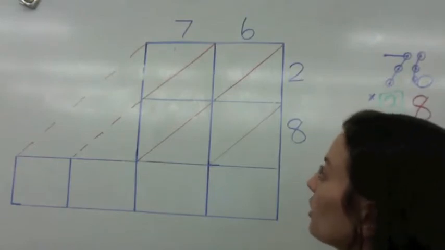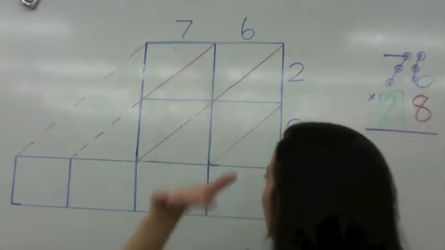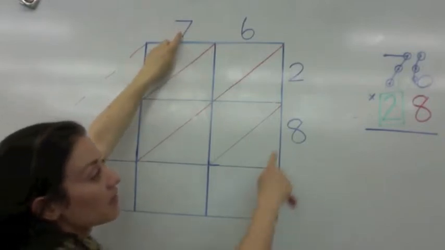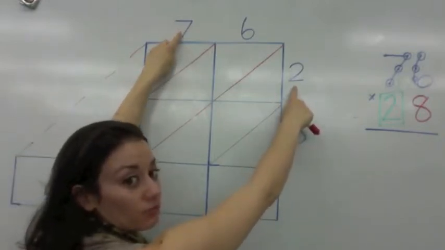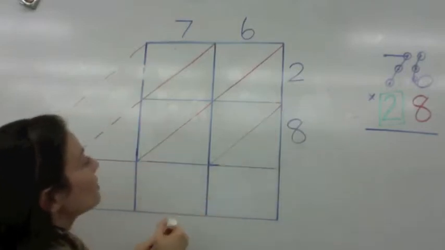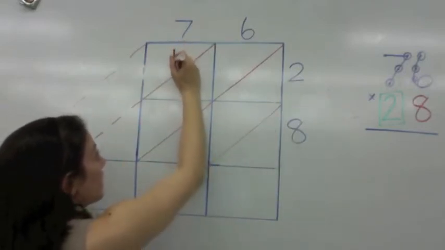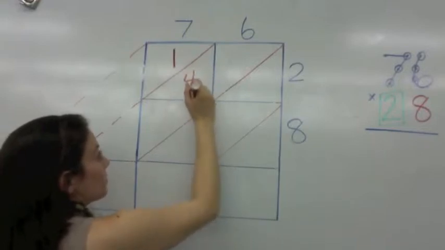Okay? We're going to first multiply the box that's on the left. The box that's where? On the left. So you see this is going to be 7 times 2. 7 times 2. Okay? So 7 times 2 is what? 7, 14. So it's 1 ten and 4 ones.